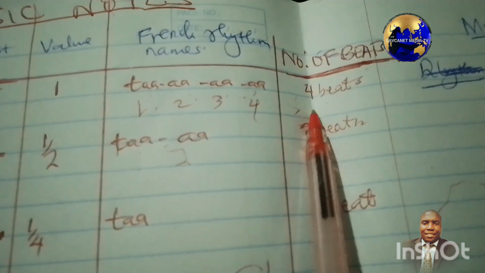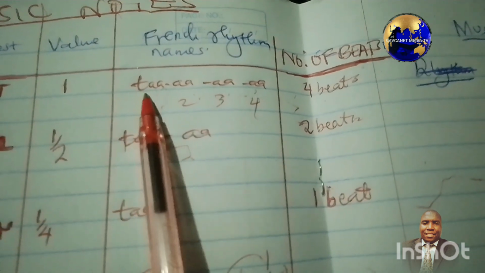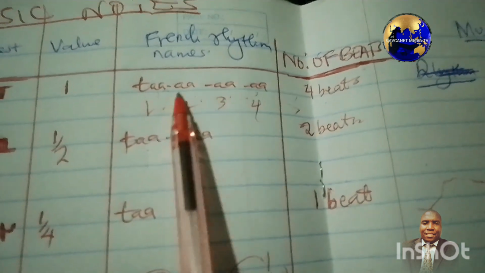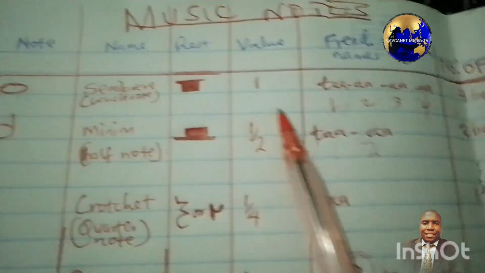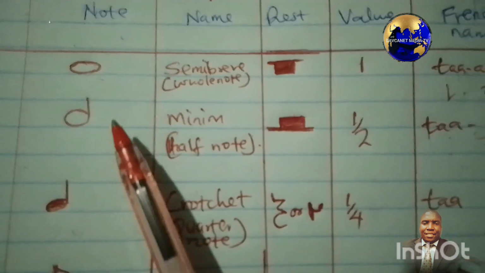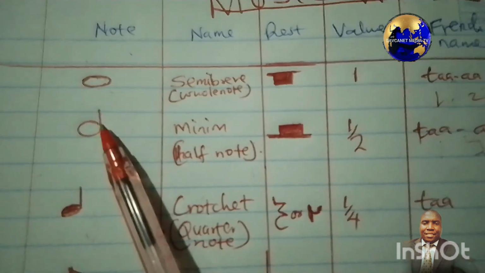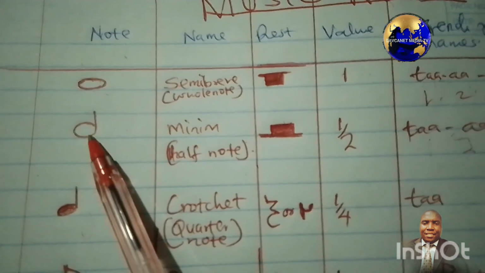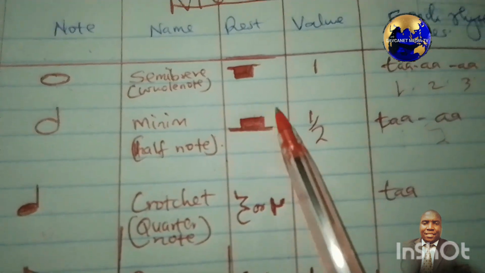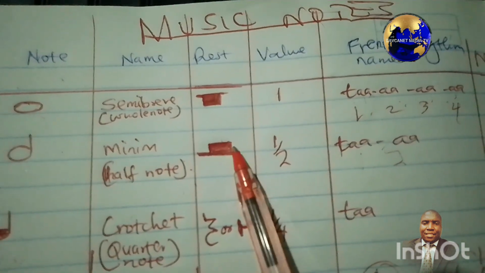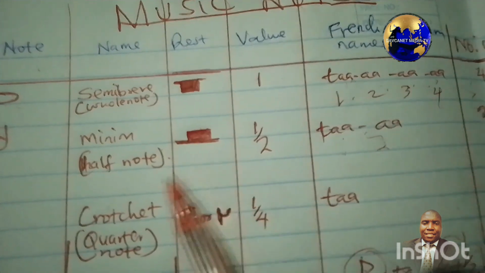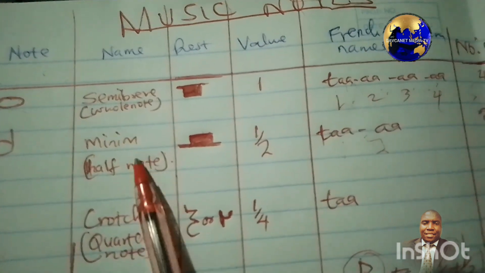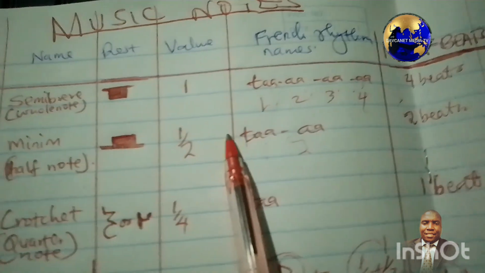A semibreve has 4 beats or counts. We count these as beats: 1, 2, 3, 4. And we have another note here, which is a minim. The head of a minim is not shaded. And this is the rest of a minim, and the value of a minim is a half. And this is why the other name of a minim is called half note.